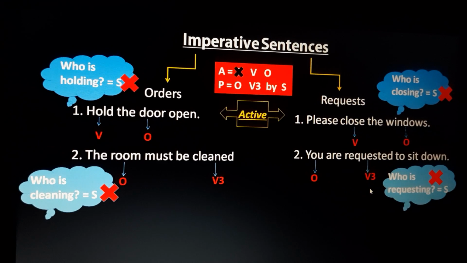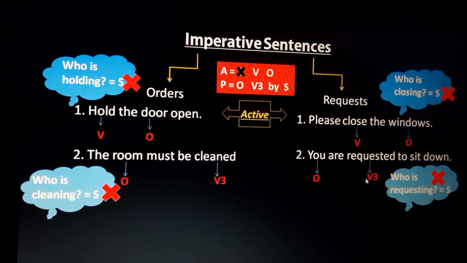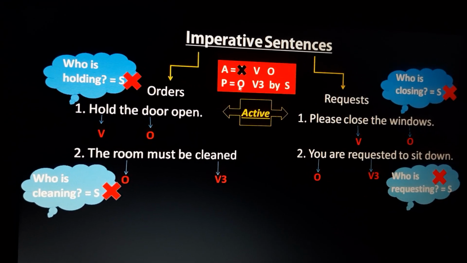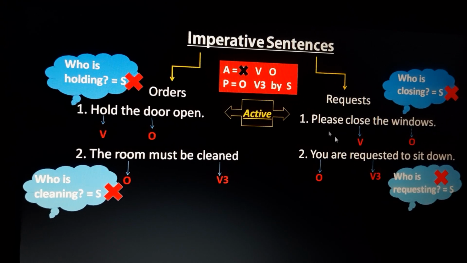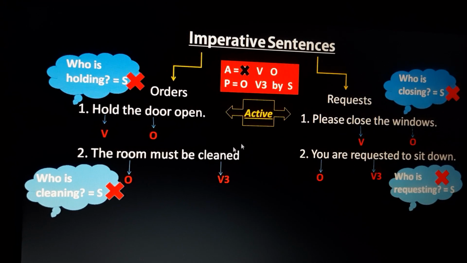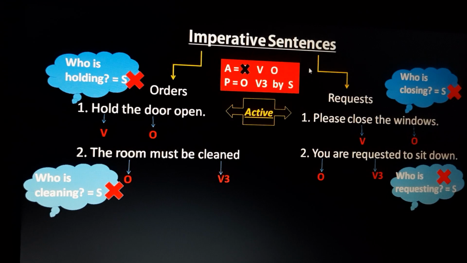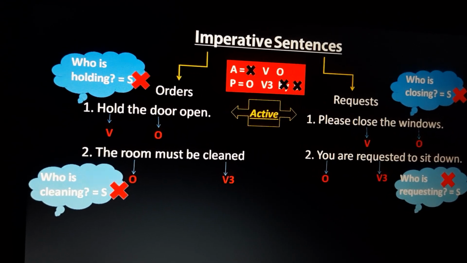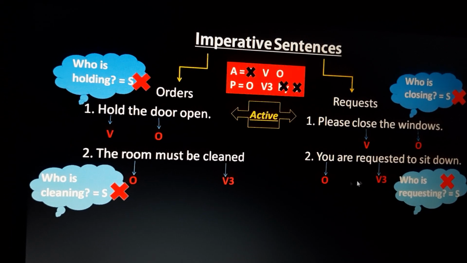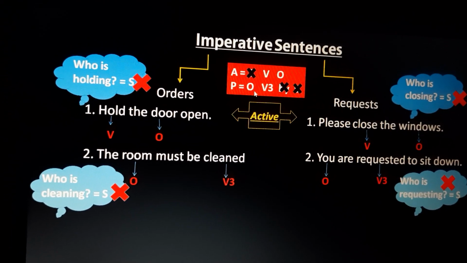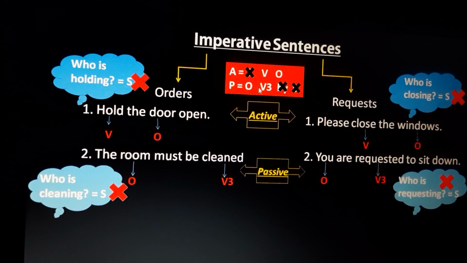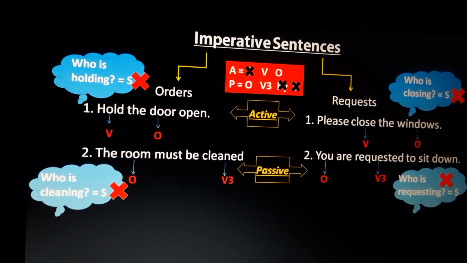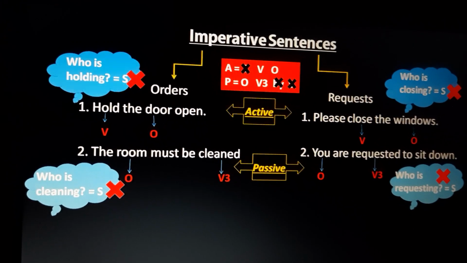Now look at the format here. In both the sentences, the format is OV3, but the format for passive is OV3 by S. But because there is no subject in this sentence or in this sentence, currently let us put a cross over subject and over by. Now the format of these two sentences matches exactly that of passive voice. So this is passive voice. Both these examples are passive voice.